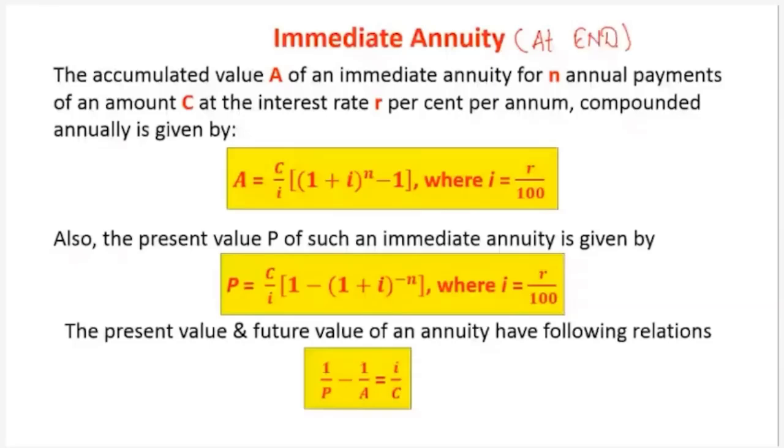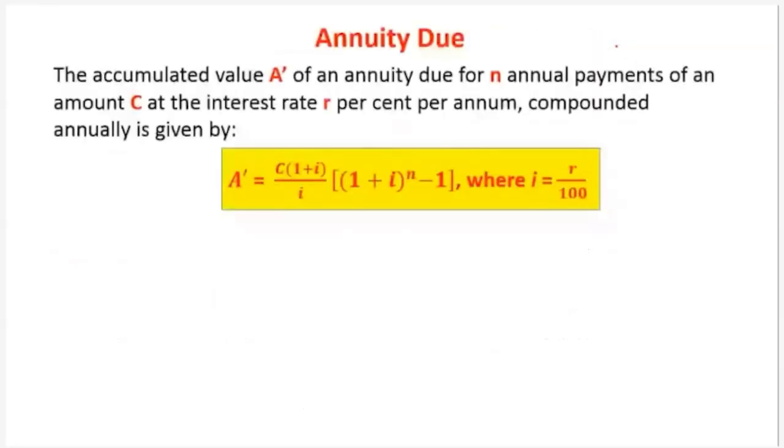And if it is at the beginning, what do we call that annuity? Which annuity? Annuity due. In annuity due, see here, we say A dash. D for dash, D for due. In case of immediate annuity, it is A is equal to. In annuity due, it is A dash.